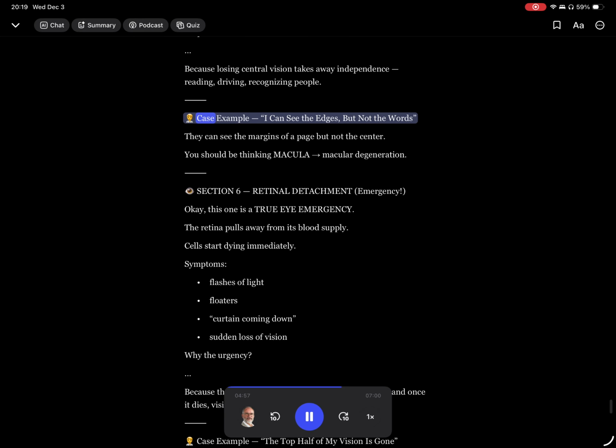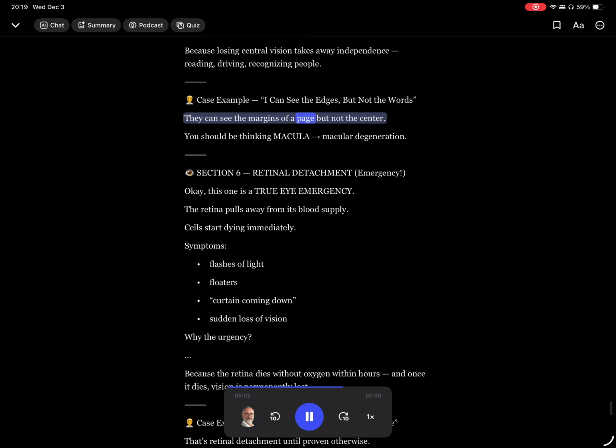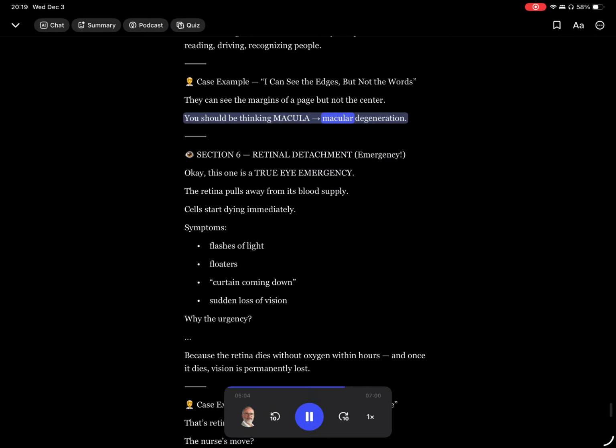Case example: "I can see the edges, but not the words." They can see the margins of a page, but not the center. You should be thinking macular degeneration.